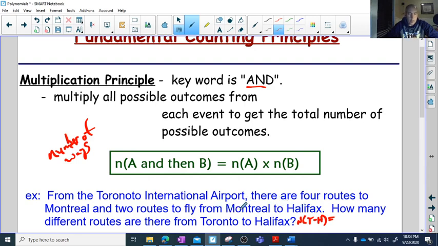You say, well, how many ways could I do that? Well, I could get on 4 flights. Then I've got to go from Montreal and I have to fly to Halifax. So how many ways could I do that? There's only 2 different routes. In total, there would be 8 different flight paths that we could come up with. And that is referred to as the counting principle.